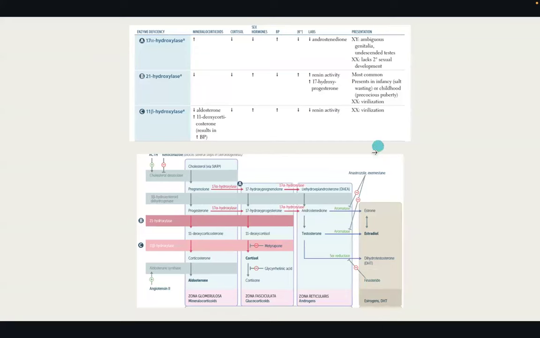For females, what will this look like is virilization, which means that she is, excuse me, oh my God, my bad, I messed up, I misspoke.